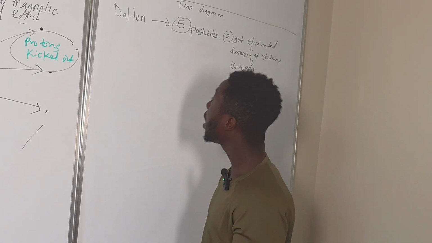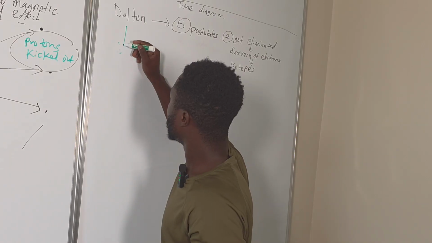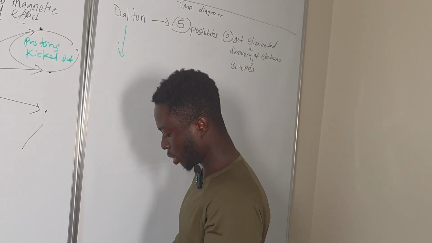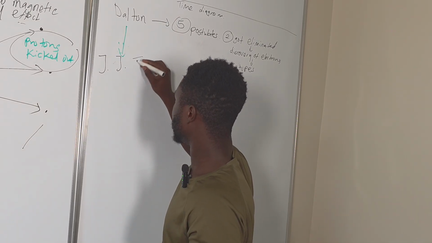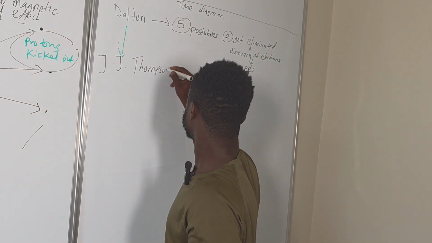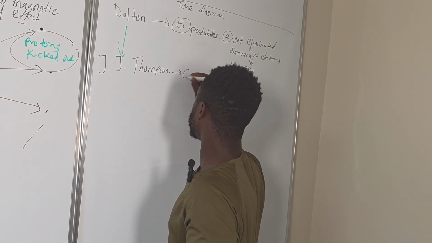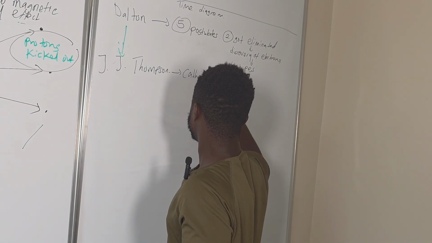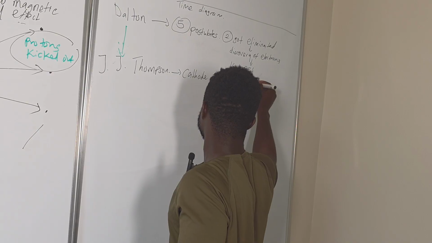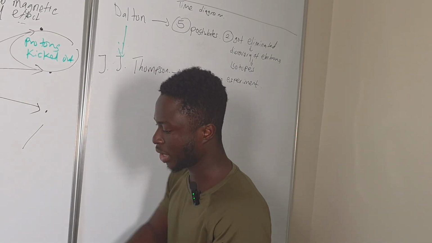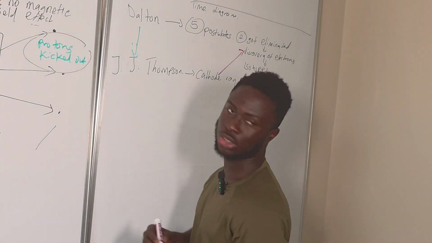Okay, so from there we moved on from Dalton all the way to J.J. Thomson, Joseph John Thomson. Now, J.J. Thomson did an experiment, and the experiment was called the cathode ray experiment. And what did the cathode ray experiment discover? The cathode ray experiment discovered electrons, right?